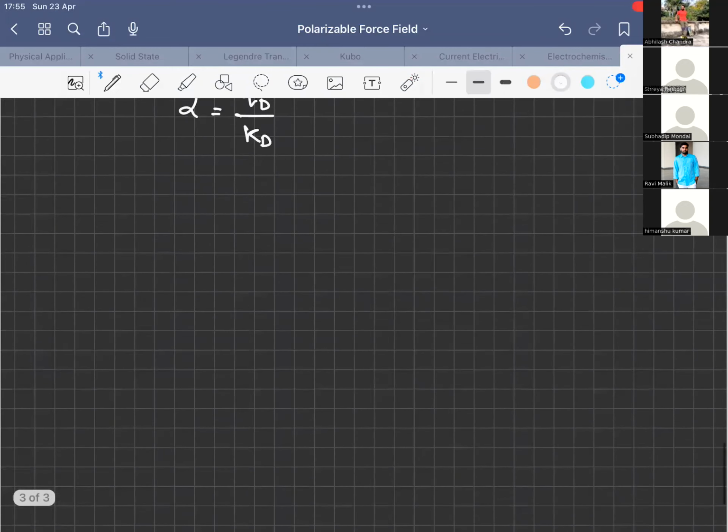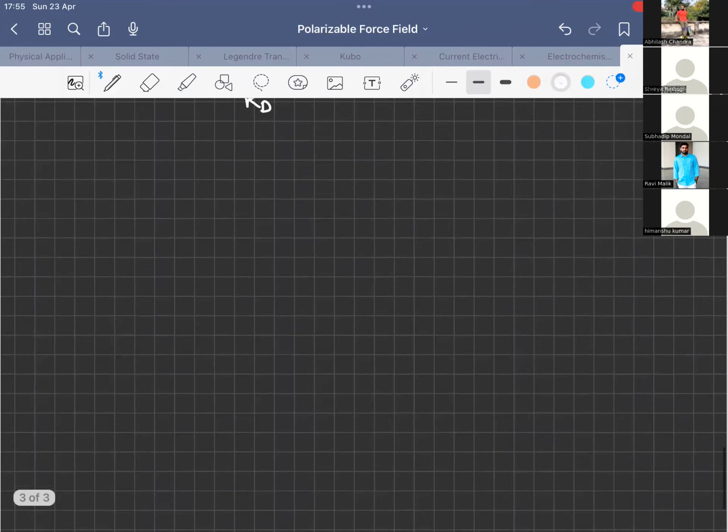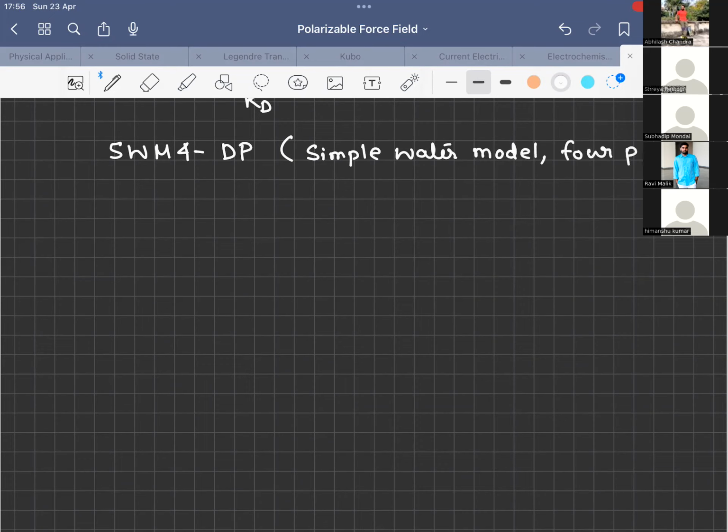I don't know much about this root oscillator, but there are two models that apply this root oscillator concept. One model is SWM4-DP, like your TIP4P model. The full form is simple water model, and 4 is for 4 points. The root oscillator concept I found is more or less similar to your TIP4P concept, with root polarizability.